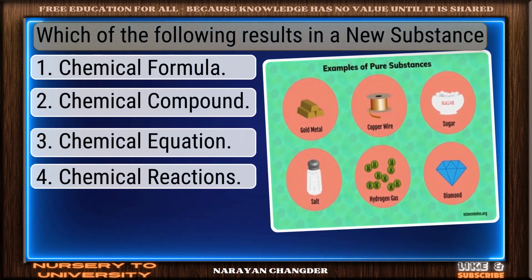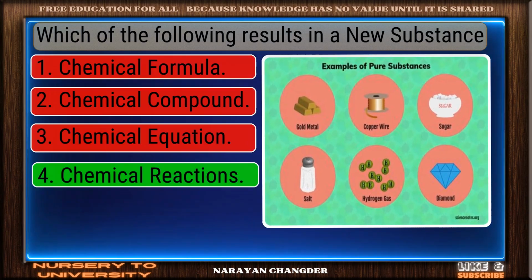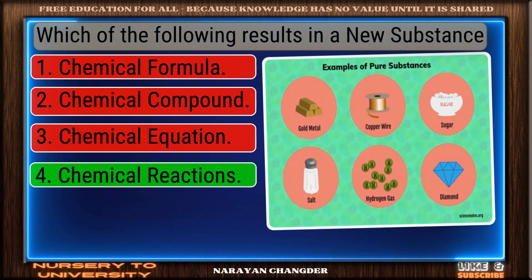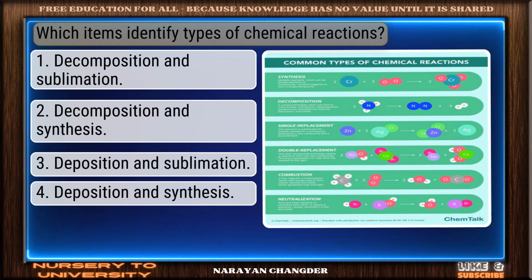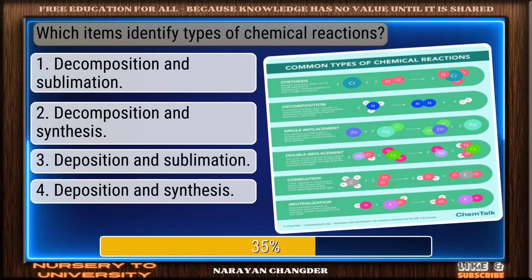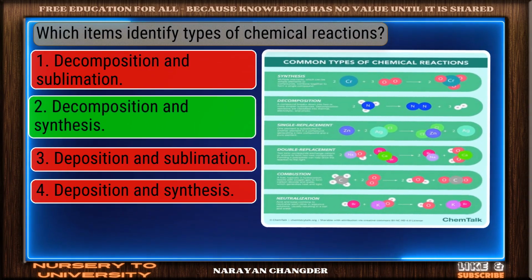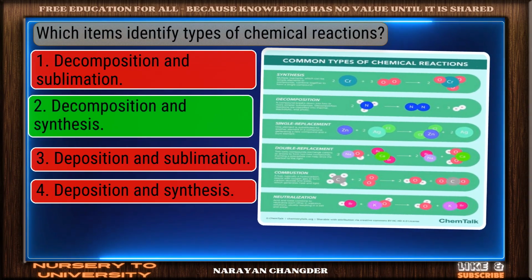Which of the following results in a new substance? Excellent choice. Chemical reactions is the right answer. Which items identify types of chemical reactions? Correct. Decomposition and synthesis is the right answer.